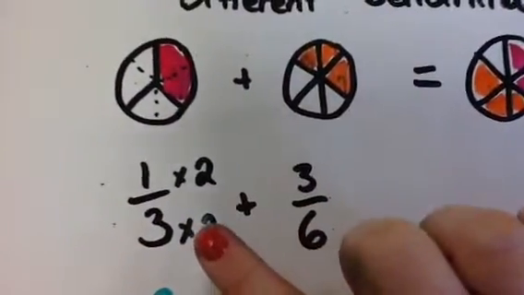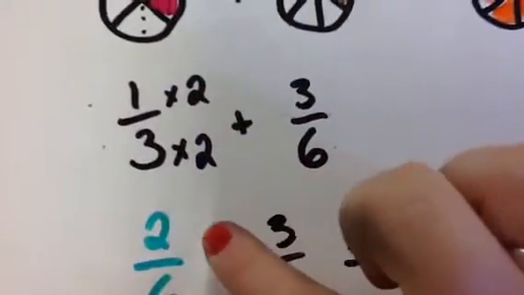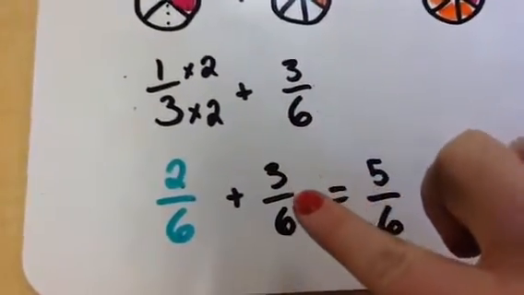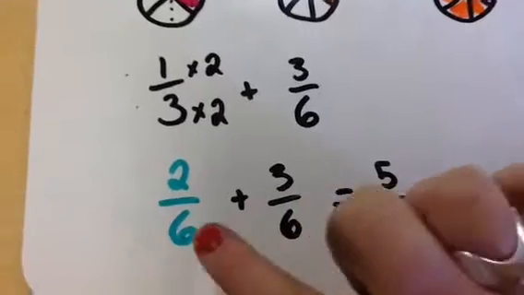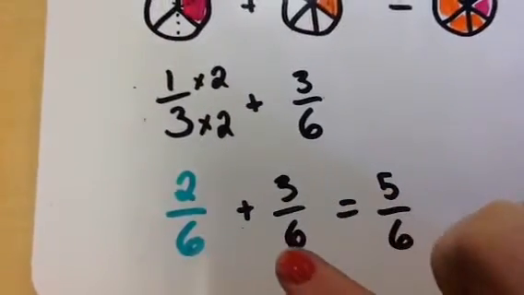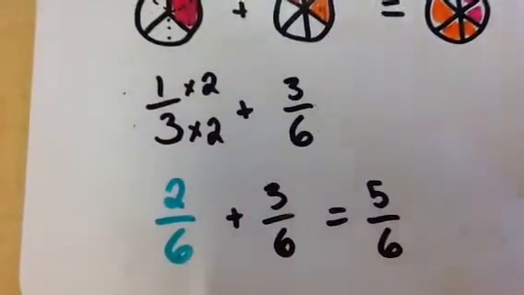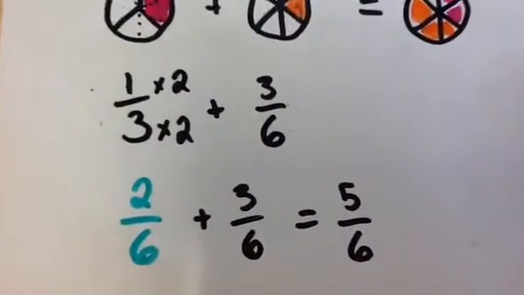When I multiply by 2, my numerator is going to become 2, and my denominator is going to become 6. And then I've just simply brought down the other fraction. So I have now 2/6 plus 3/6. Because my denominators are the same, I can just add the top value. I'm going to get 5 out of 6.